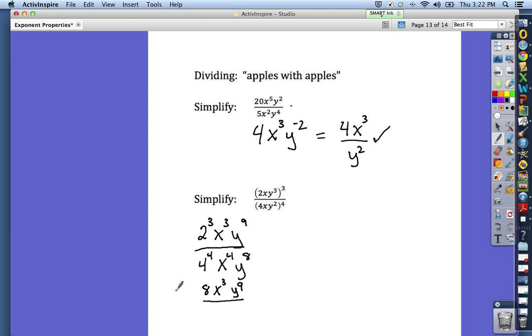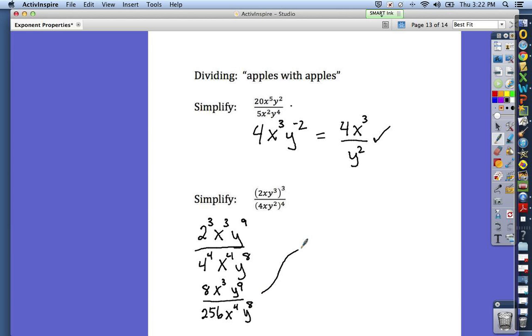Wow, that's going to be a pretty big number. 4 times 4 is 16, 16 times 4 is 64, and 64 times 4 is 256. So 256, x to the fourth, y to the eighth.